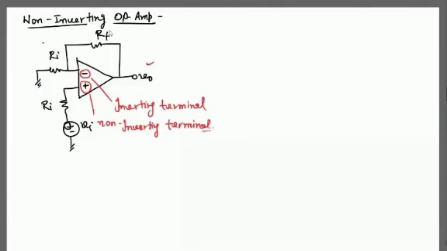Now we'll implement devices using operational amplifier. Now tell me, how much is the current here? 0. And similarly, how much is the current here?